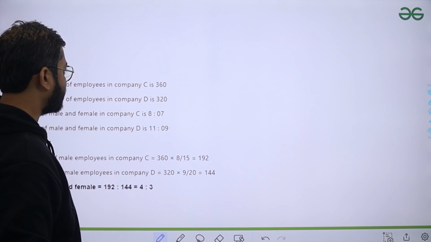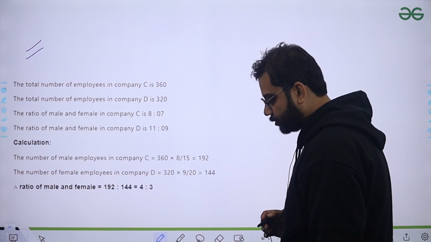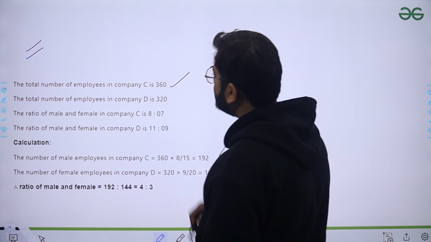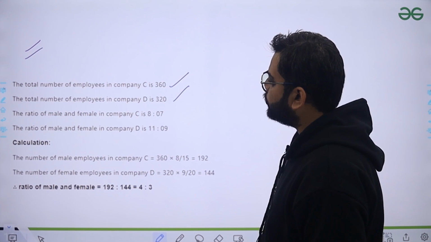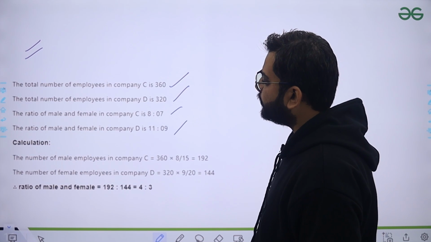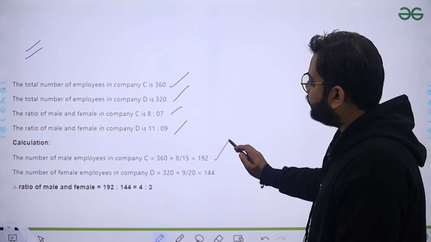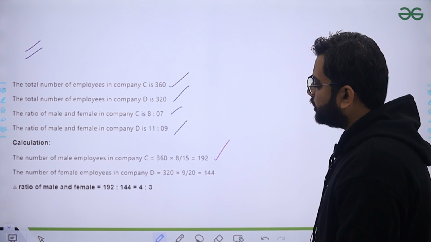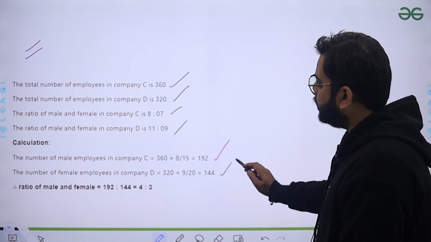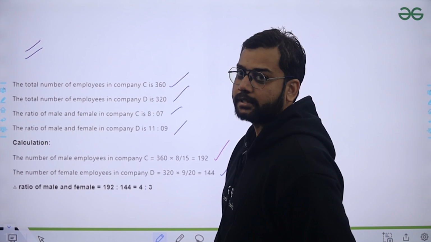ठीक है, try करते हैं इसको. So the total number of employees in company C is equal to 360. Total number of employees in company D is equal to 320. Male female ratio is given. So the number of males in company C is equal to what? 8 by 15 into 360, that is 192. Total number of female employees in company D is equal to 9 by 20 into 320, ये 144 हो गया. अब इनका रेशियो निकाल दो, so 4:3 is the ratio.